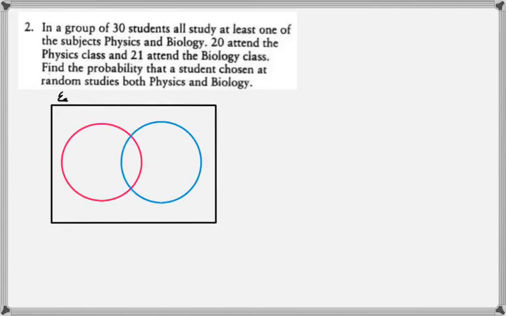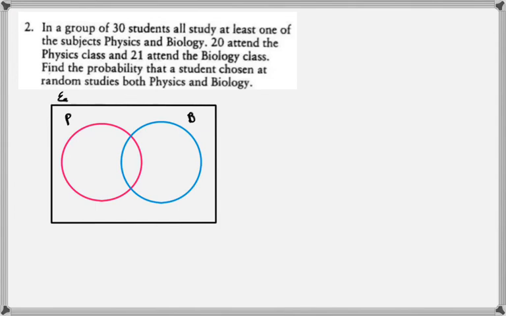Question number 3. In a group of 30 students, all students study at least one of the following subjects, physics and bio. That means outside of the two circles and in the rectangle of the universal set, there exists nothing. No one belongs to that particular part, which is outside of the two circles and in the rectangle. So 20 attend physics class, 21 attend bio. It does not say only. That means there are some who are attending both, which also makes natural sense.